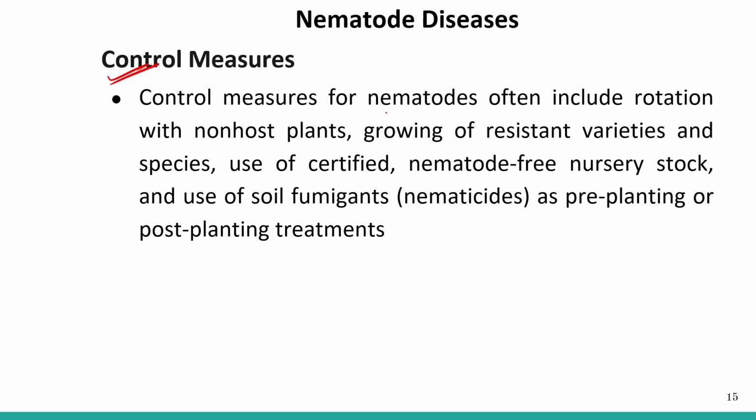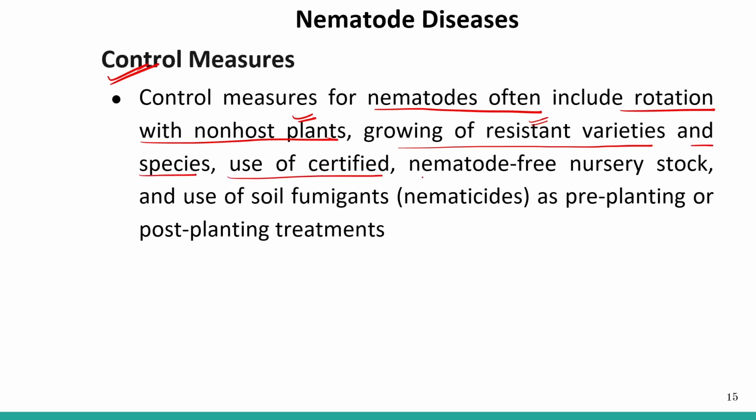The control measures for the nematodes often include rotation with non-host plants. Okay, plants which do not host nematodes can be grown. Another option is growing resistant varieties for these nematodes, and use of certified nematode-free nursery stock. There are many nurseries that ensure there is no nematode present in their roots or plants, right?